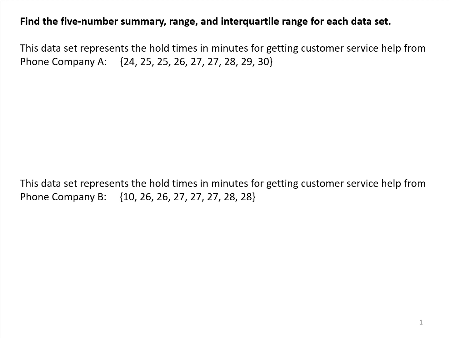First off, I've organized it ahead of time just to make it easier for us. That's the first thing you'd always want to do when finding a five-number summary, because the five-number summary includes values related to organizing that information into quarters. The first thing you want to know are the ends. So in finding a five-number summary, we're going to first find the minimum, which is the lowest value, 24, and the maximum, which is the highest value, in this case 30.